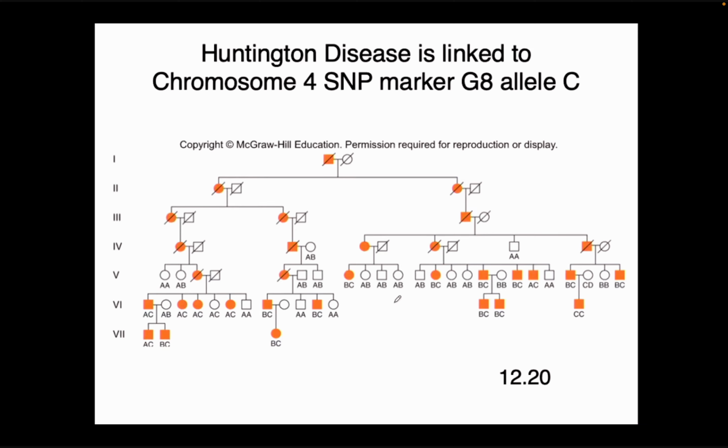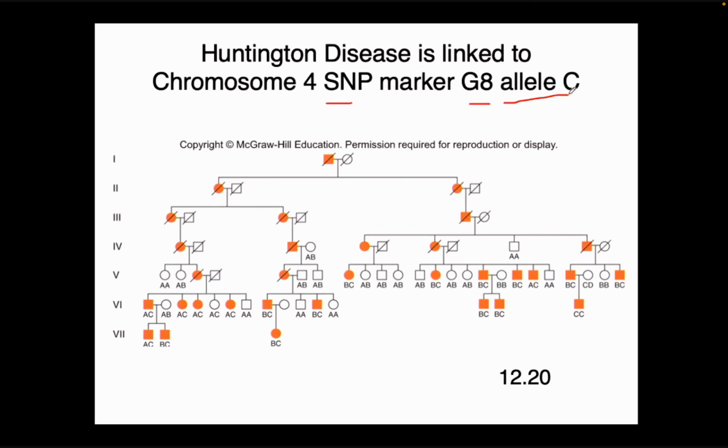So this pedigree here, you can see, is kind of unique, right? But what that also means is it gives you a lot of individuals who have Huntington's disease, and a lot of genetic samples that you can test. And they found that one particular SNP marker named G8 and one particular allele, allele C, seemed to be present in all the individuals who had Huntington's disease in this pedigree.